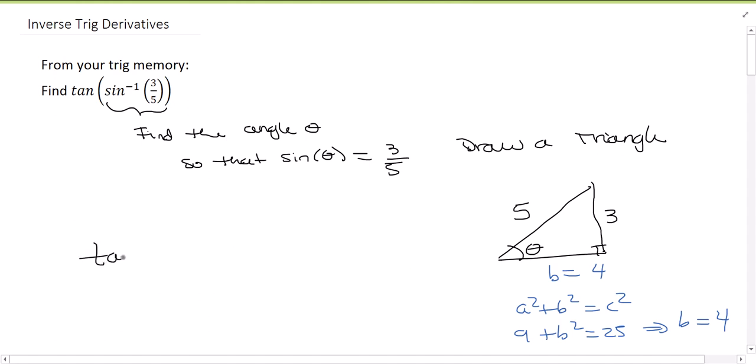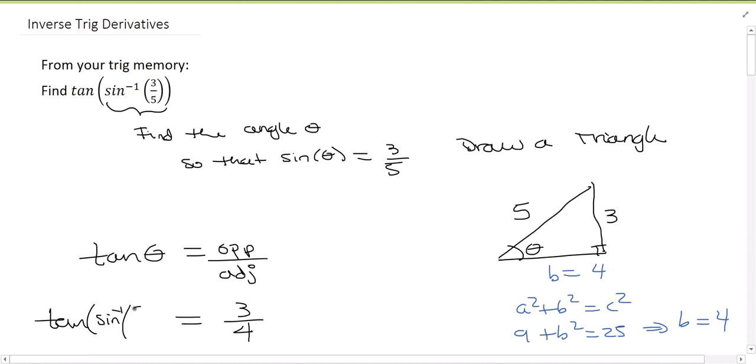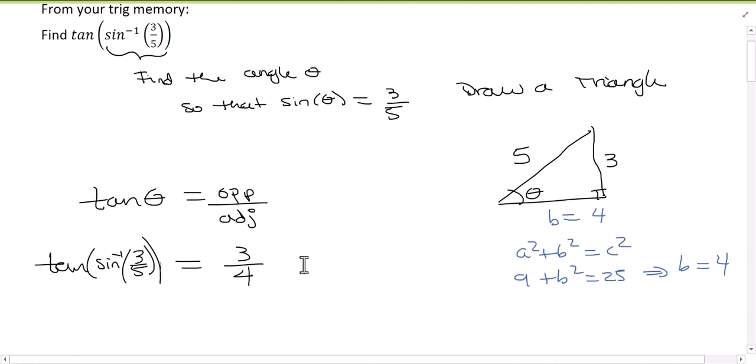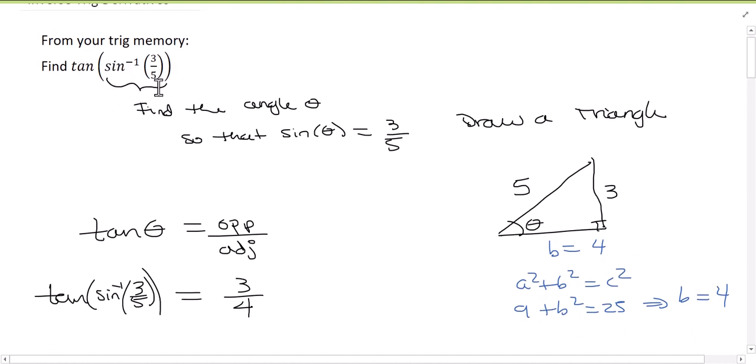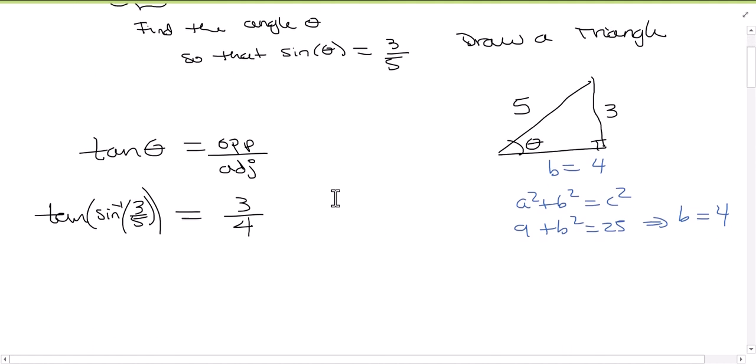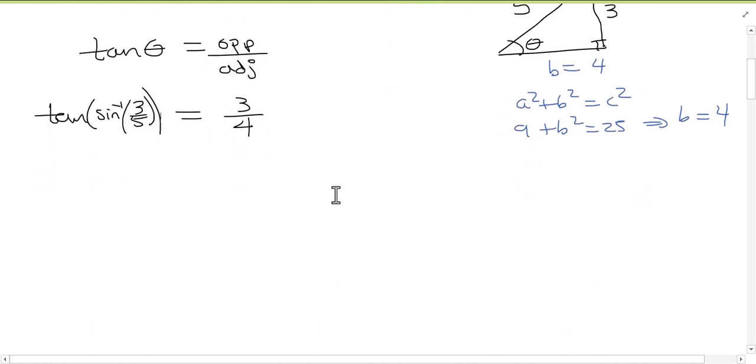So therefore, tangent of theta, because this is the angle theta, will be, what is tangent? Tangent is opposite over adjacent. So this will be opposite, which is 3 over 4. So that means that the tangent of sine inverse of 3/5 is 3/4. And so hopefully this jogs your memory a little bit about finding these sorts of things. We do need it for finding the derivative of our inverse functions.